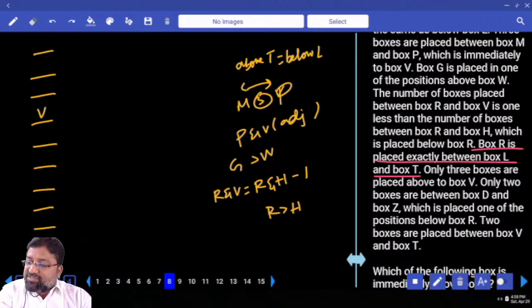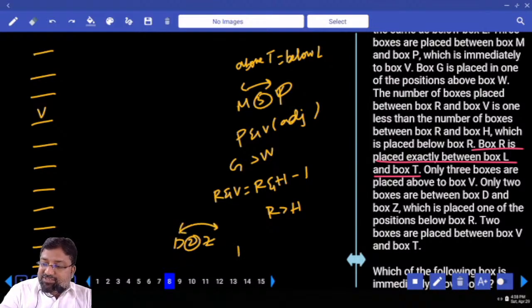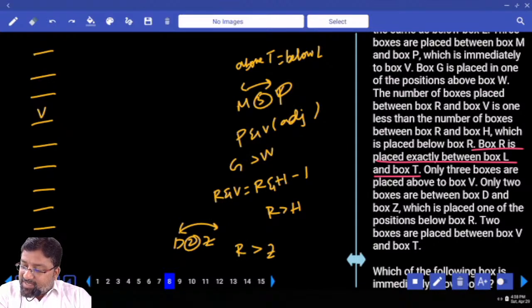Next, only 2 boxes are placed between D and Z. Z is placed on one of the positions below R. So 2 boxes between D and Z. 2 boxes are placed between box V and box T. This is good. How many boxes are between box V and box T?